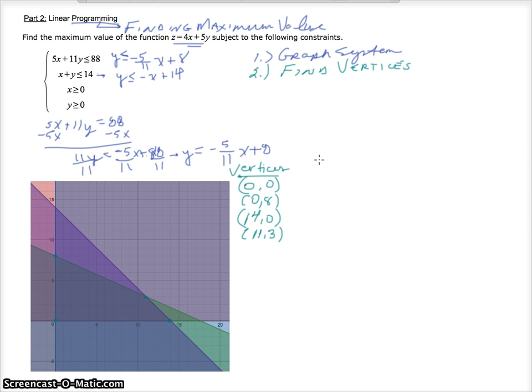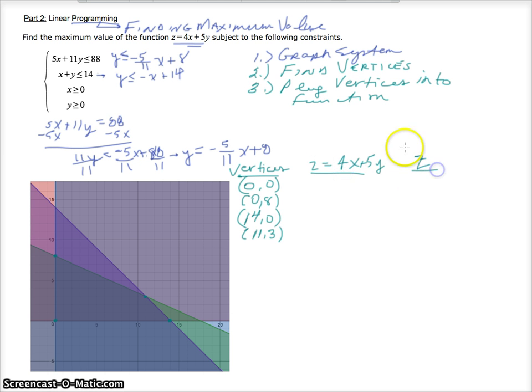Now the last thing we want to do is plug each value into our given function. Our function is z equals 4x plus 5y. And we're looking for the maximum value of z. We're looking for the ordered pair that provides that. So we're going to plug 0, 0 in.